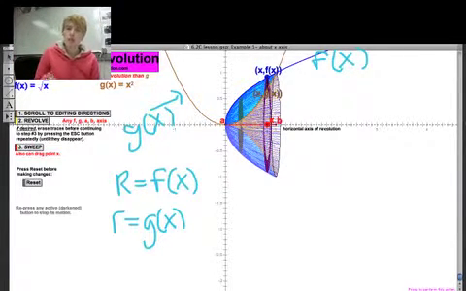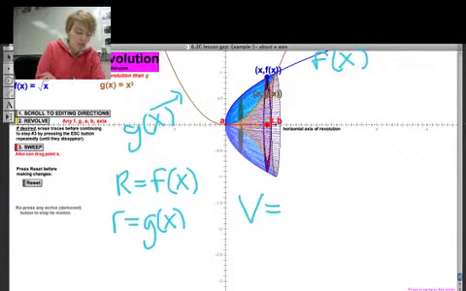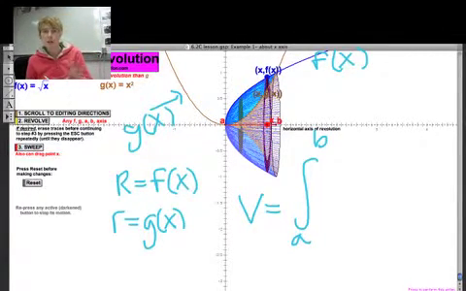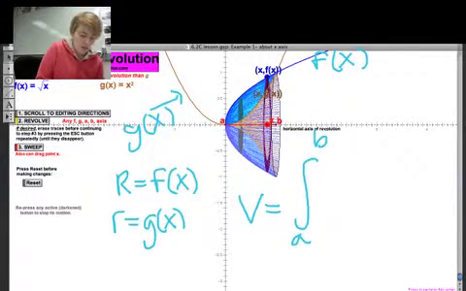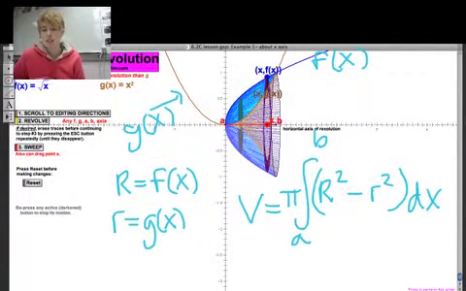So what I'm going to do is set up the washer method, and I'm going to say that volume equals adding up a whole bunch of infinitely many washers, just like we do with the disk method. So I'm going to have an integral from a to b, and it's going to be pi times the big radius squared minus pi times the little radius squared. So I'm going to pull the pi out in front, and do big R squared minus little r squared, and then times it all by the thickness, which we're going to call delta x. The thickness is going to be infinitely small on these things.